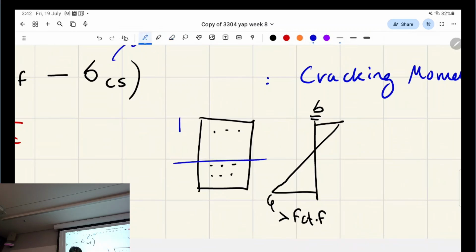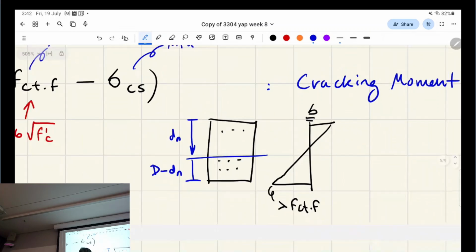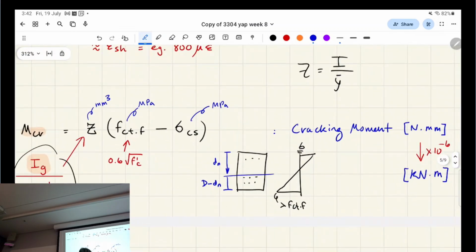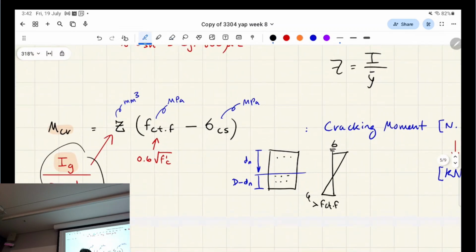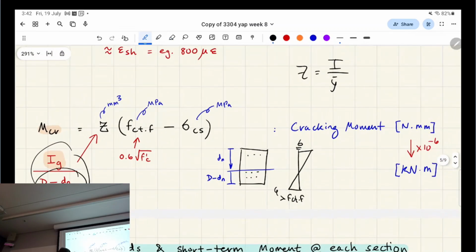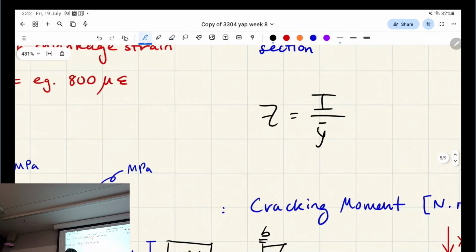So is dn going to be half the total depth? No. So dn's going to be a little bit bigger than this one, right? This is big D minus dn, right? But why? Oh, I drew this one wrong. Basically, I might write this out first.